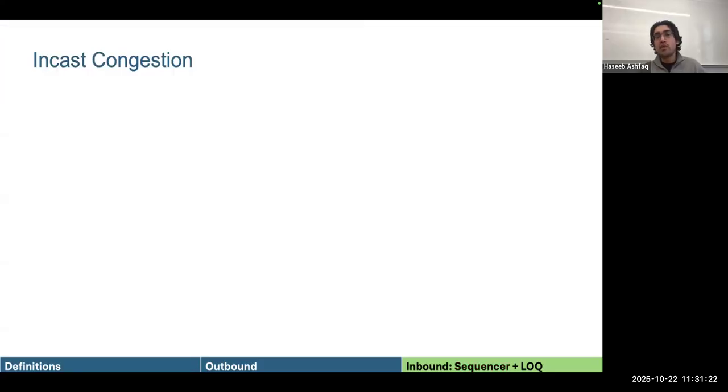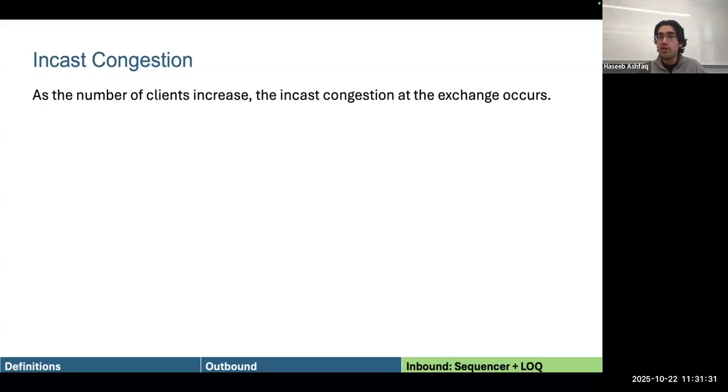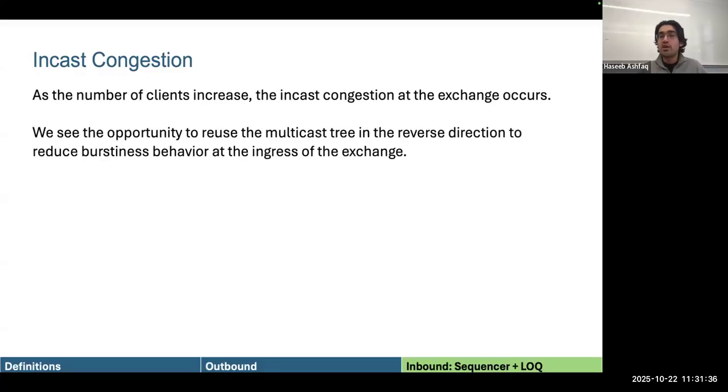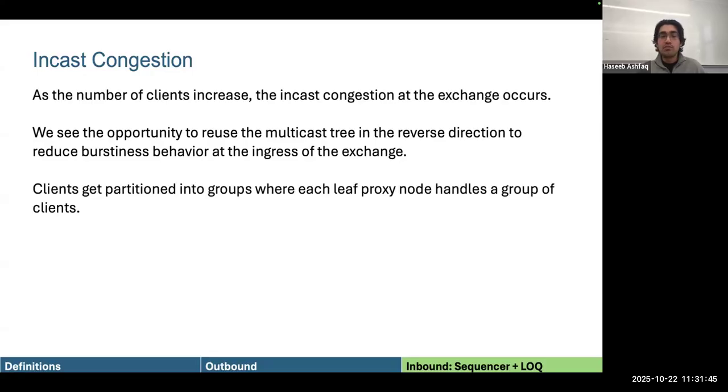Now, we have this simple sequencer which achieves inbound fairness, but we end up with this performance problem, which is in-cast congestion. As the number of traders increases, the in-cast congestion at the exchange occurs. We see the opportunity to reuse the multicast tree in the reverse direction to reduce burstiness at the ingress of the exchange. Clients get partitioned into groups where each proxy node handles a group of clients. So the fan-in factor of each node decreases.